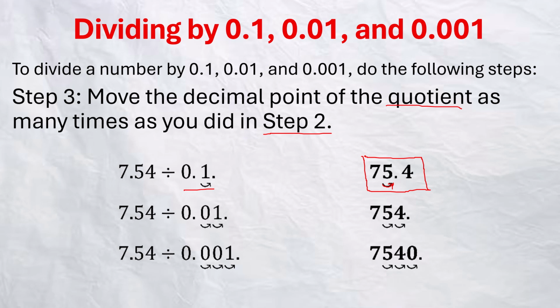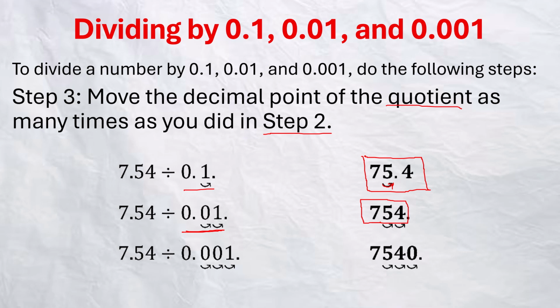Next, 7.54 divided by 0.01. Since we move two spaces to the right, we need to move as well two spaces to the right in your dividend. So we have 754 as our final answer.